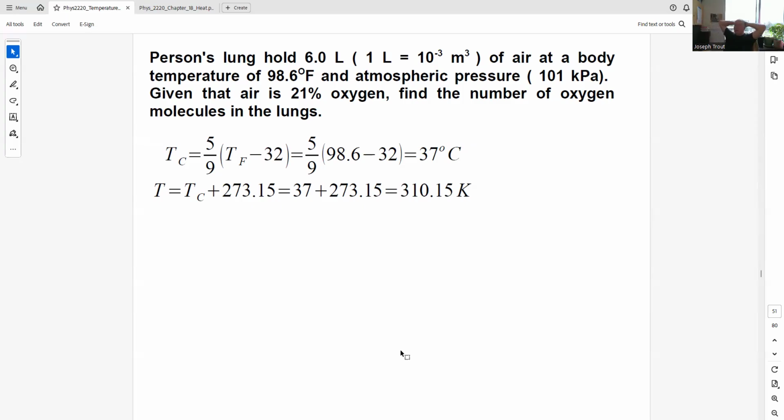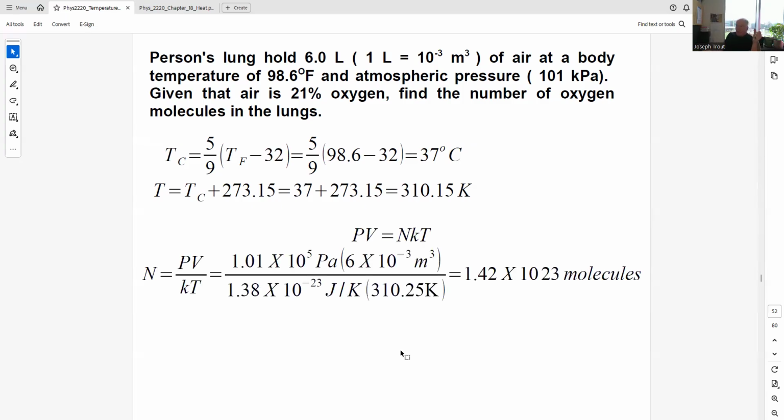So the first thing we have to do is convert the temperature to Celsius and then to Kelvin. So we get 5/9 times (98.6 minus 32), which is 37. And add 273.15 to it. And we get about 310.15 Kelvin.